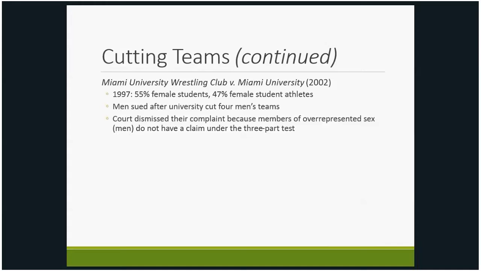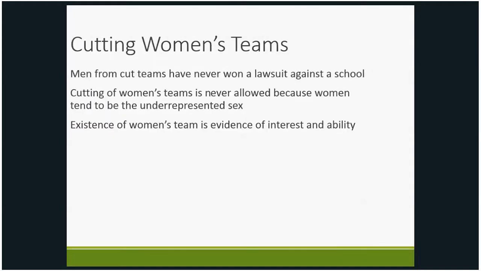The men's team sued. The court dismissed the complaint because the members of the overrepresented sex, the men, don't have a claim under the 3-part test, because prong 1, prong 2, and prong 3 wouldn't apply to them because they are overrepresented. Men cut from men's teams have never won a lawsuit against the school. Cutting women's teams is never allowed, insofar as women tend to be the underrepresented sex.